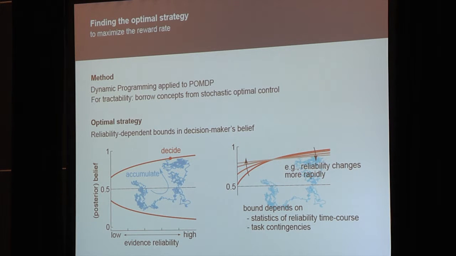The first is, what is the optimal strategy that maximizes the decision-maker's reward rate? And we find the strategy by dynamic programming applied to POMDPs, where we borrow concepts from stochastic optimal control to keep the whole thing tractable. And it turns out that this strategy is given by two reliability-dependent bounds on the decision-maker's belief, where if the belief remains within these two bounds, you would continue to accumulate evidence, but once you hit either of those two bounds, you would trigger the corresponding decision. The bound shape itself depends on one hand on the statistics of the reliability time course, on the right shown for different speeds with which this reliability changes over time, and on other task contingencies.